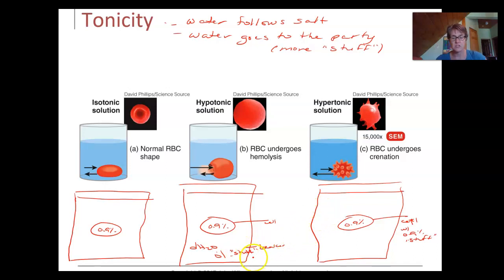Where will water go? So it's just water. Deionized water is just water. No, nothing else. That's supposed to be a percentage. Where does water want to go? Well, water wants to go where the party is, and the party is inside the cell. So water will go into the cell.